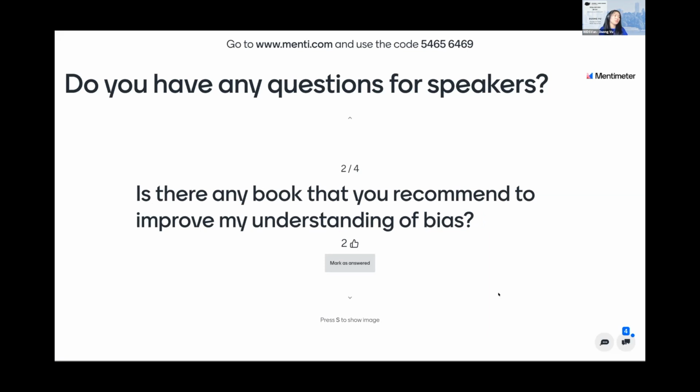Is there any book that you would recommend to improve my understanding of bias? That's a good question. I am more of a research papers reader, so there are a few research papers that I could recommend for you to read. That would be great. And I think Katrina mentioned a lot of books in her presentation, not just on bias, but also on other parts related to AI ethics. When we share the slides, our audience can look at that list of books.